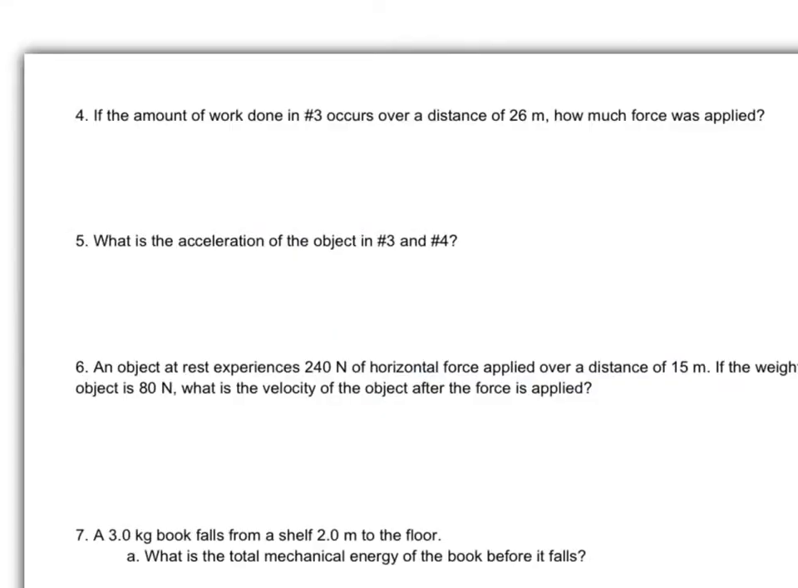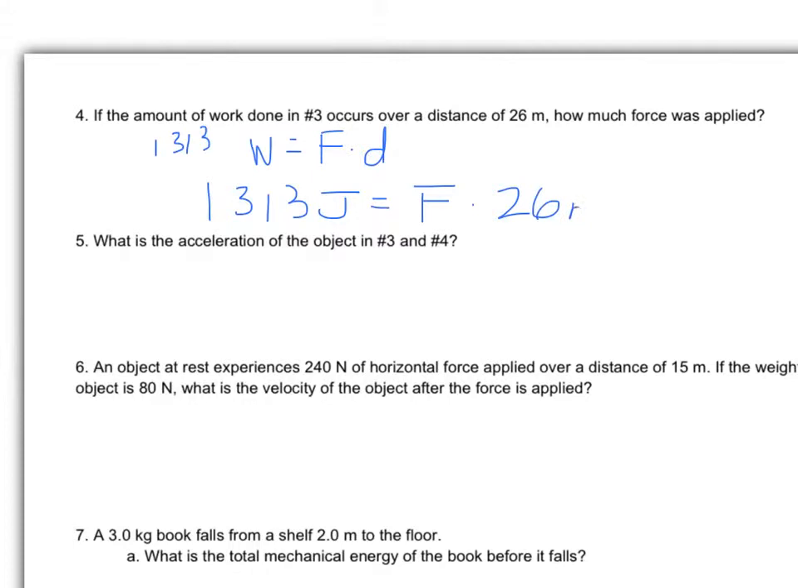Question 4 is a continuation of number 3. If the amount of work done, that's 1,313 joules, covers a distance of 26 meters, how much force was applied? And this is the case where we can use the other definition for work, that work done is a force times a distance. So that 1,313 joules of work is equal to how much force was applied over the distance of 26 meters. And this works out when you divide 26 into both sides to be a force of 50.5 newtons.